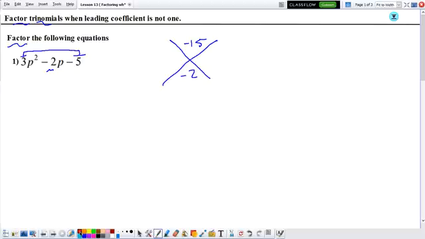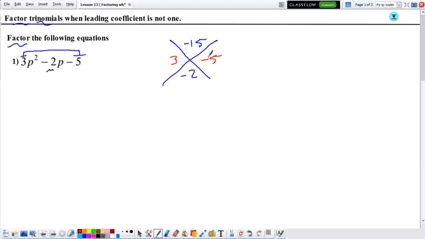So what are we doing here? We're looking for two numbers, which I will place here, such that if I multiply those two numbers, it gets me the top, which is -15, and if you add those two numbers, it gets me the bottom, which is -2. Now we can see that those numbers are 3 and -5. 3 times -5 is -15, and 3 plus -5 gives me -2.